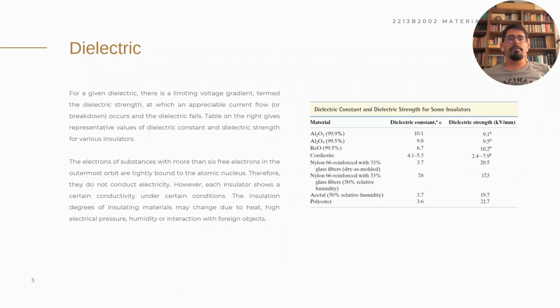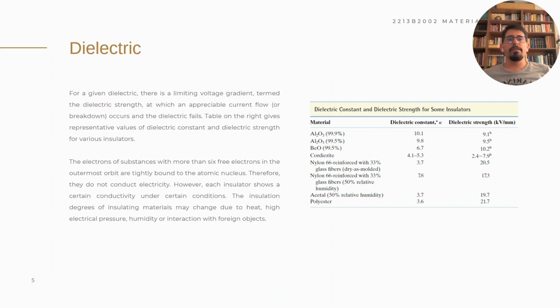Let's continue with more on dielectrics, specifically dielectric strength. Every dielectric material has a limit to how much voltage it can handle before it breaks down and starts conducting electricity. This limit is called dielectric strength. If you exceed it, the material fails and current flows through it.